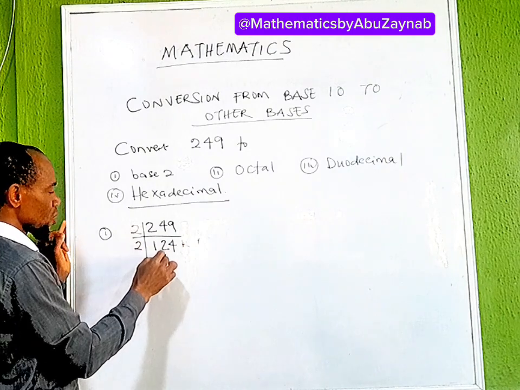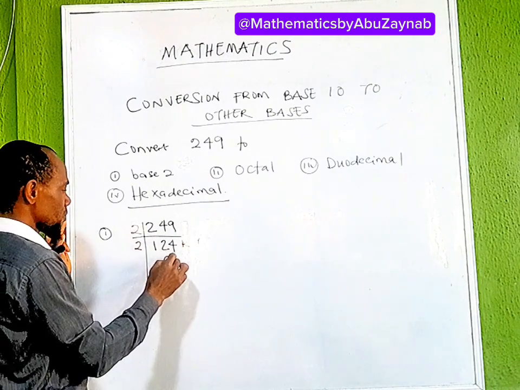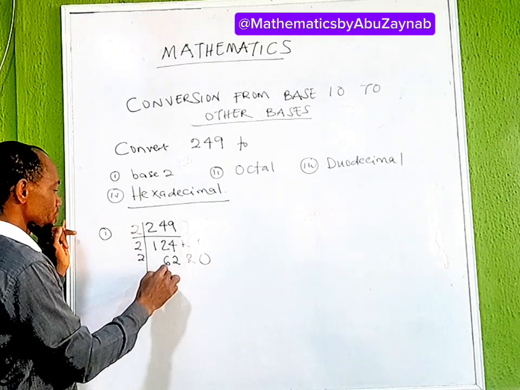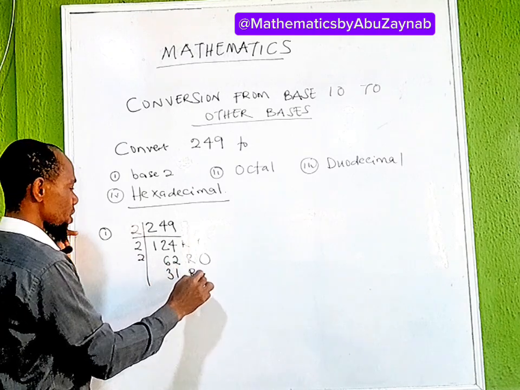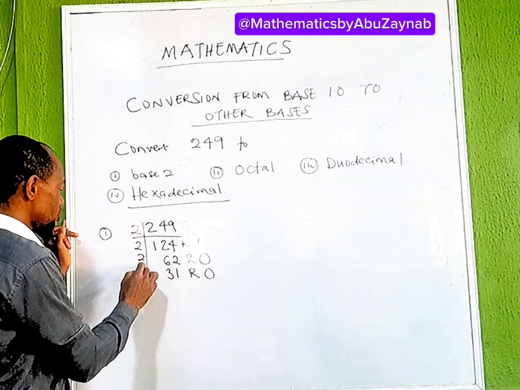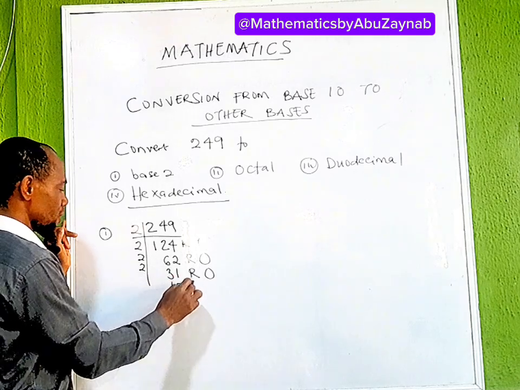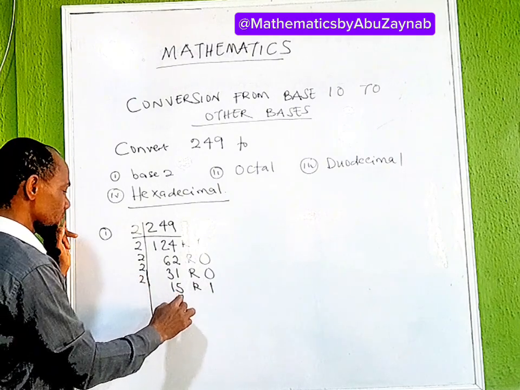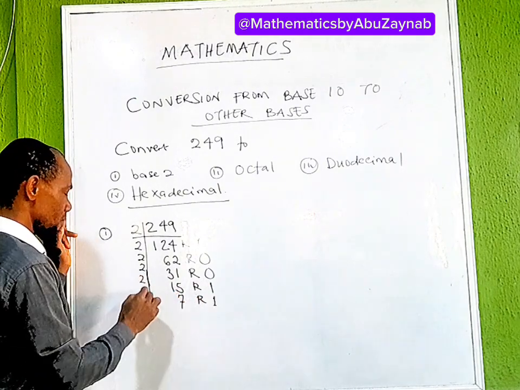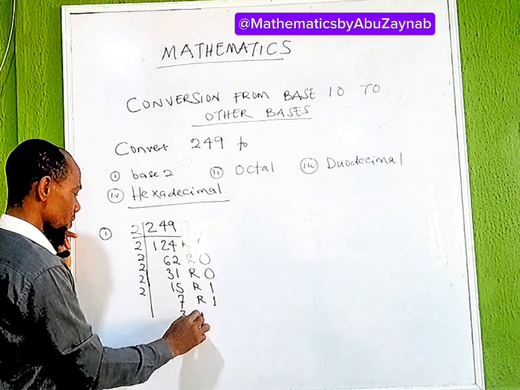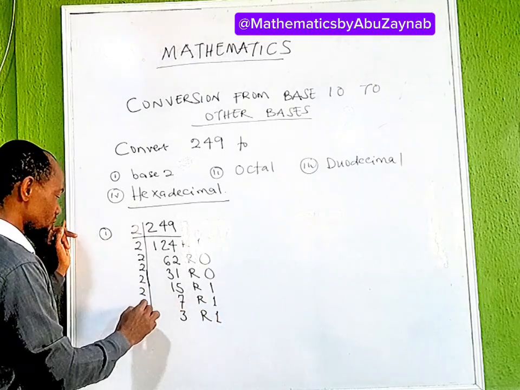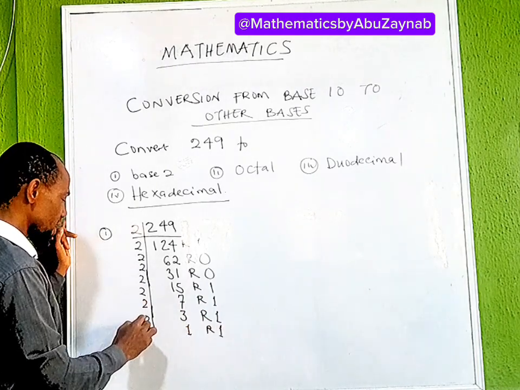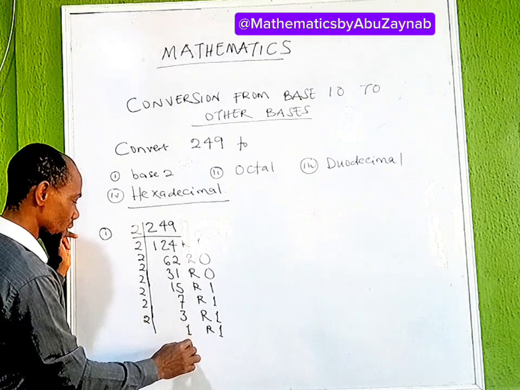Then again, 2 in 12 is 6, 2 in 4 is 2, remainder 0. Then 2 in 6 is 3, 2 into 1, also remainder 0. 2 in 31 is 15, remainder 1. Going further, 2 in 15 is 7, remainder 1 again. 2 in 7 is 3, again remainder 1. 2 in 3 is 1, remainder 1. And lastly here, 2 in 1, 2 cannot go in 1, so we have 0.